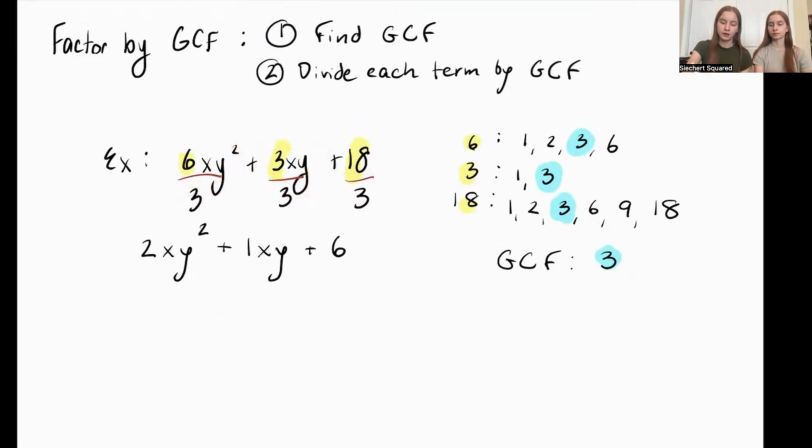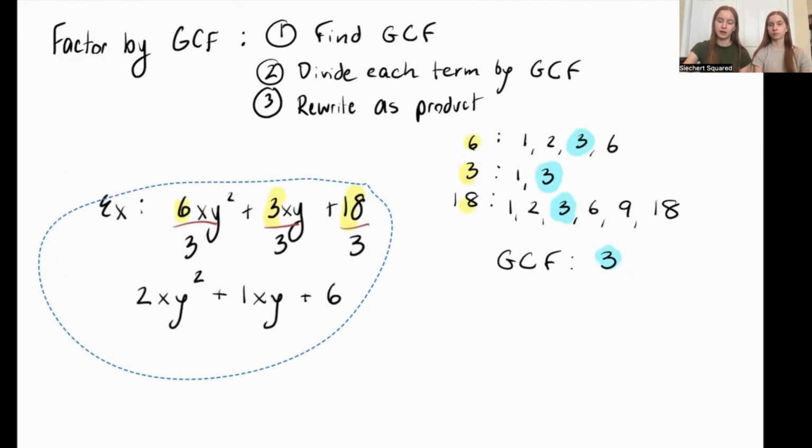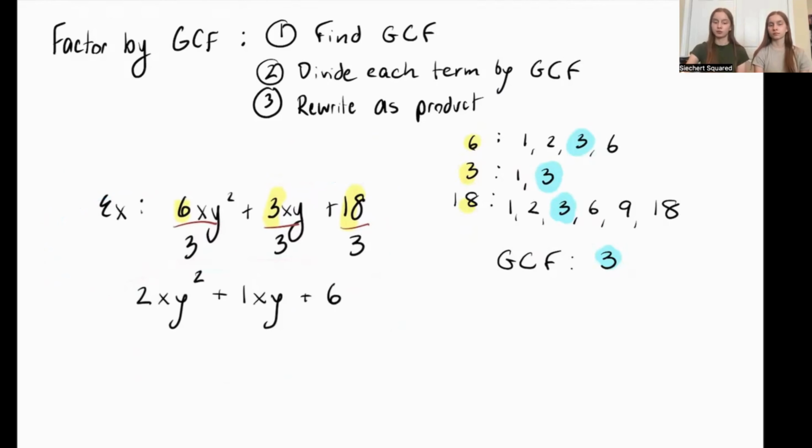Now our very, very last step, when we are factoring, we want to rewrite our expression as a product or as some things being multiplied together. So we are going to rewrite as a product. Now, what we're going to be multiplying together, because right now I don't see anything being multiplied with all of this, we're going to rewrite it as a product with the GCF on the outside.